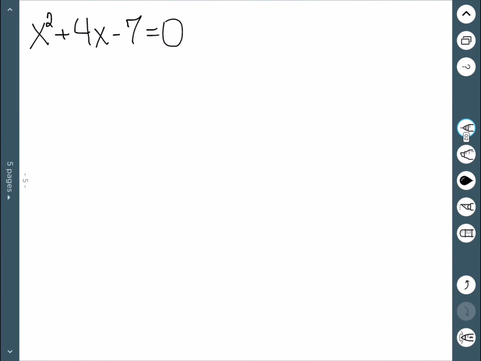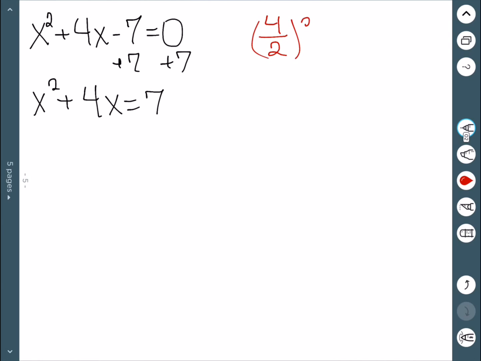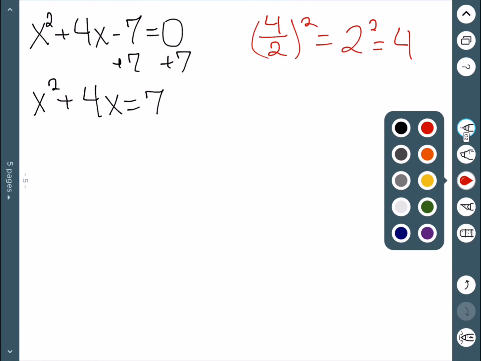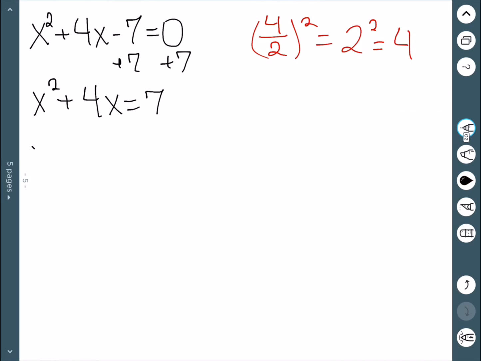We'll do one last example. X squared plus 4x minus 7. Our first step, let's move 7 to the other side. We get x squared plus 4x is equal to 7. The number in front of x is 4. If I divide by 2 and square, 4 divided by 2 is 2, and 2 squared is 4. So I'll need to add 4 to both sides.